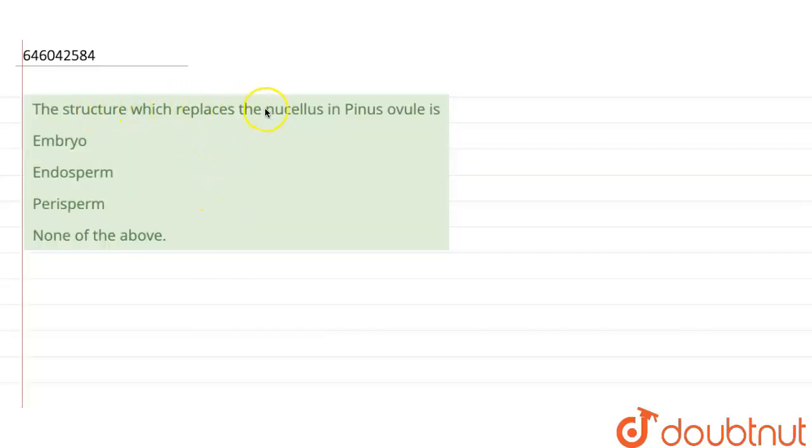Hello everyone, let's solve the question. The structure which replaces the nucellus in Pinus ovule is. The options are embryo, endosperm, perisperm, and none of the above. So Pinus belongs to gymnosperms.